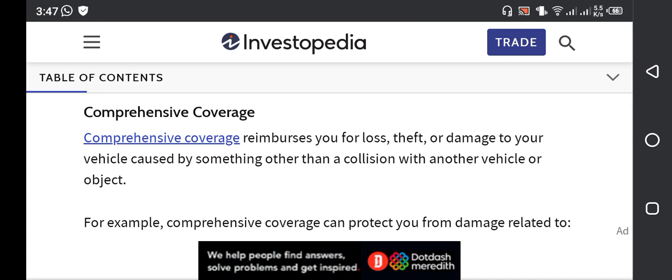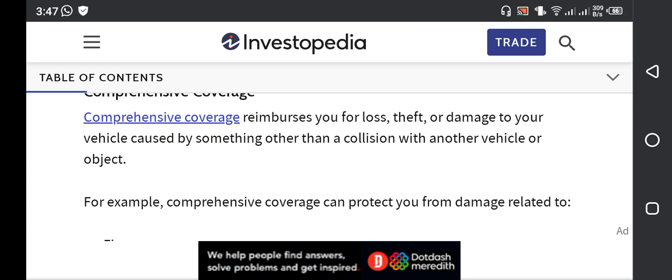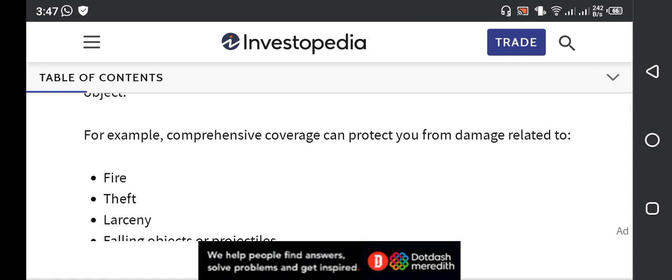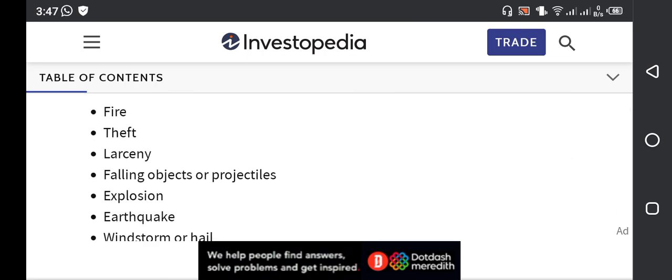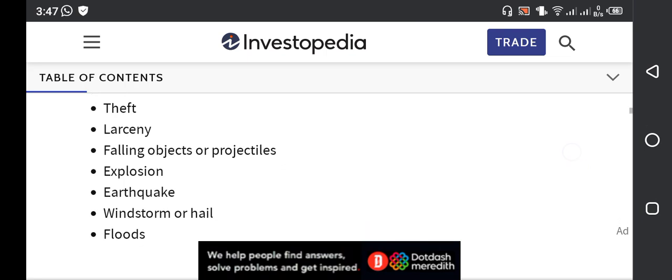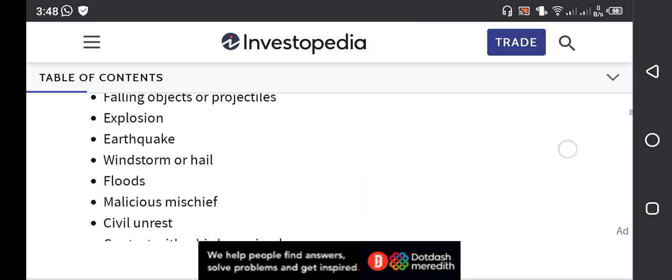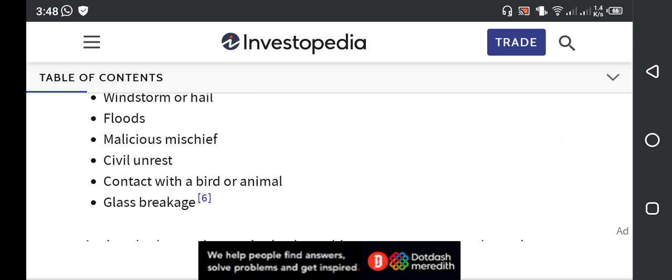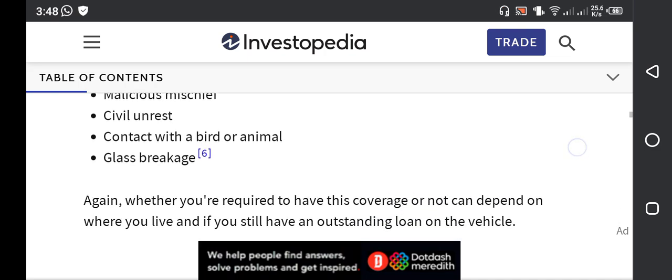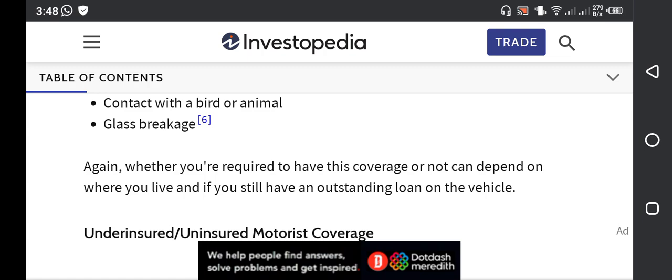Comprehensive coverage reimburses you for loss, theft, or damage to your vehicle caused by something other than a collision with another vehicle or object. For example, comprehensive coverage can protect you from damage related to fire, theft, larceny, falling objects or projectiles, explosion, earthquake, windstorm or hail, floods, malicious mischief, civil unrest, contact with a bird or animal, and glass breakage. Again, whether you are required to have this coverage or not can depend on where you live and your state.